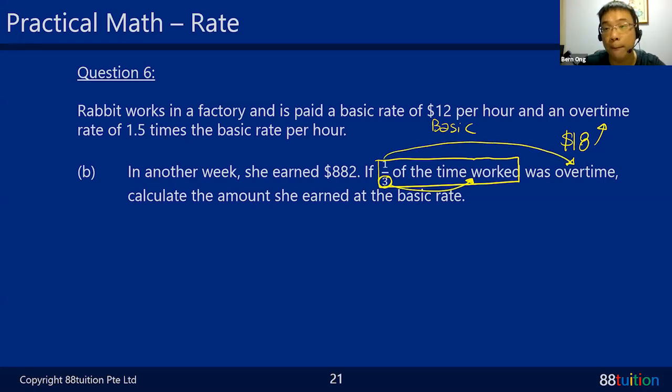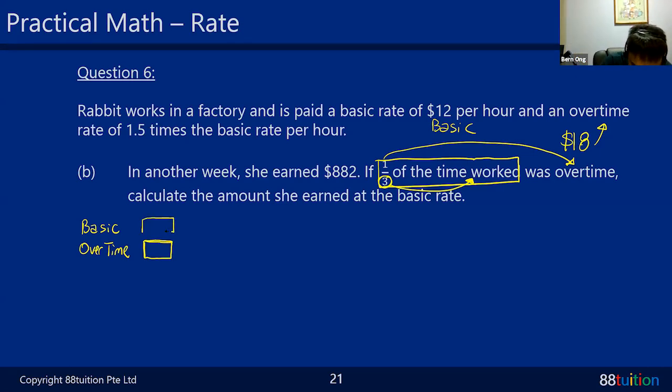You can draw a units model. Down here, basic versus overtime. 1/3 of the time worked was overtime. So 1 unit out of the 3 total units, and the 3 total units include the overtime and the basic. Inside already 1 is overtime, so basic is 2 units, correct or not? You must be able to talk to yourself about this. The fraction 1/3 means 1 out of 3. The 3 is the total, which includes the basic and the overtime. The 1 includes the overtime only.